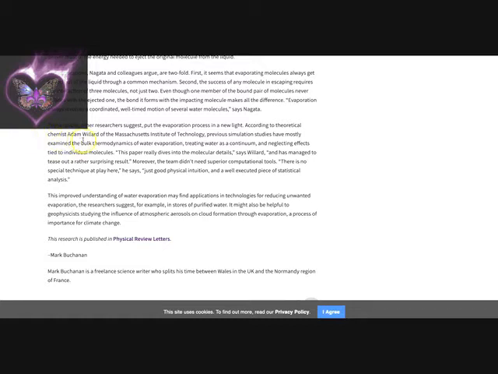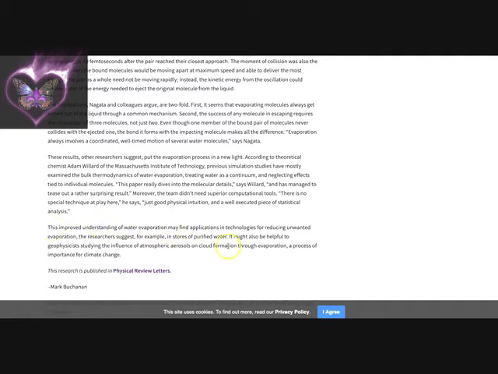According to theoretical chemist Adam Willard of the Massachusetts Institute of Technology, previous simulation studies have mostly examined the bulk thermodynamics of water evaporation, treating water as a continuum and neglecting effects tied to individual molecules. This paper really dives into the molecular details, says Willard, and has managed to tease out a rather surprising result. Moreover, the team didn't need superior computational tools. There's no special technique at play here, he says, just good physical intuition and a well-executed piece of statistical analysis.